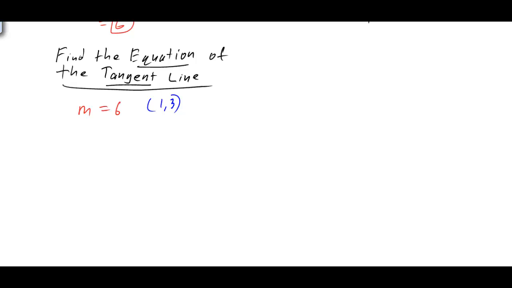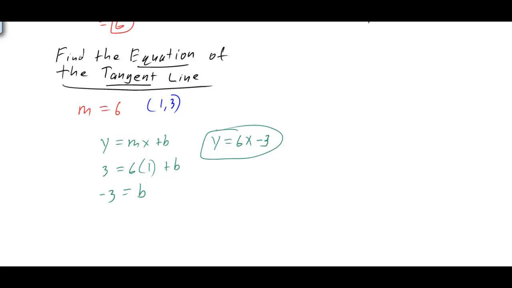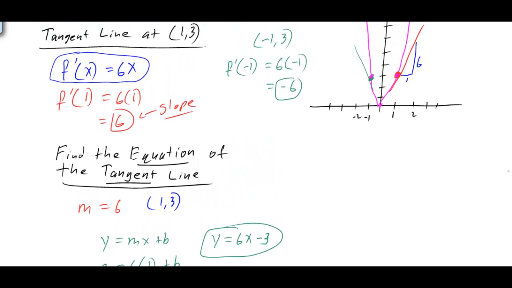And one way we can do that is we could simply use y equals mx plus b. So we know that we could plug in 3 equals 6 times 1 plus b. So therefore b is equal to -3. So that tells us y equals our slope 6x plus b, so that's plus a -3 or simply -3. So y equals 6x minus 3 is going to be the equation of our tangent line.